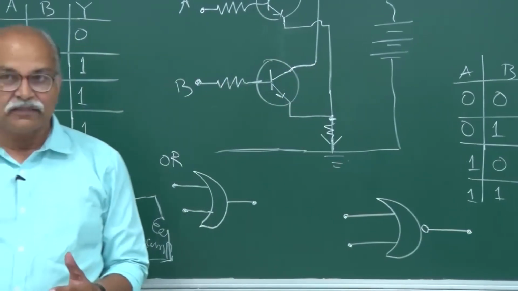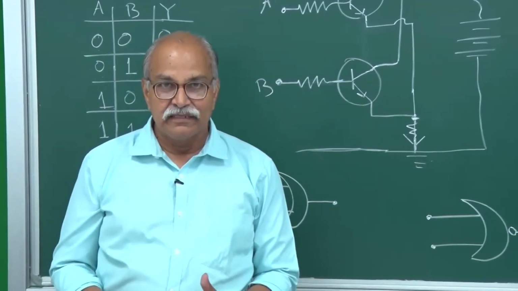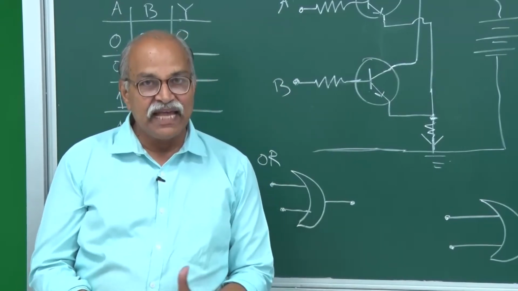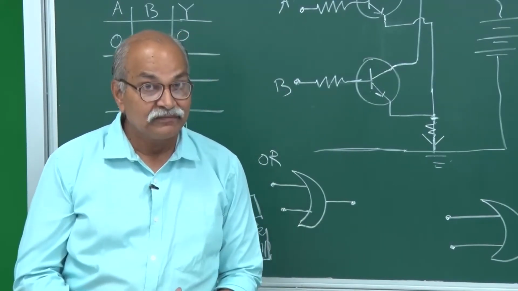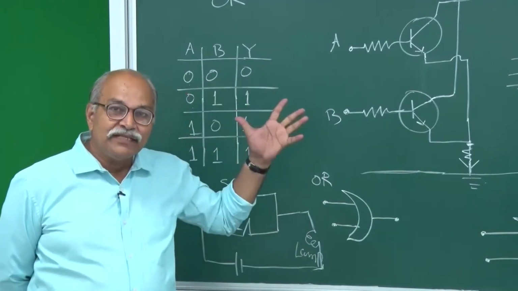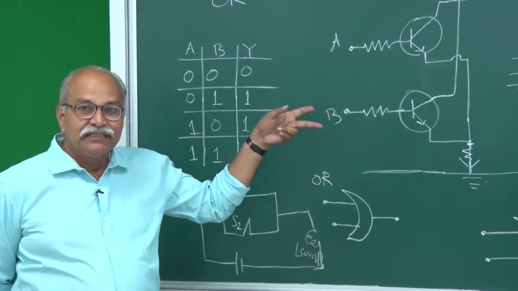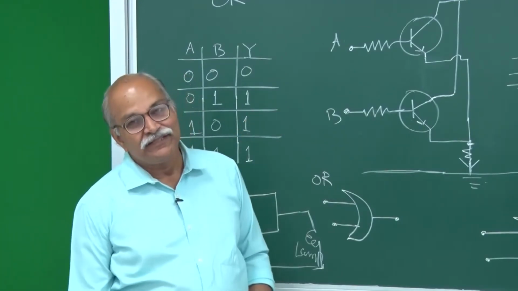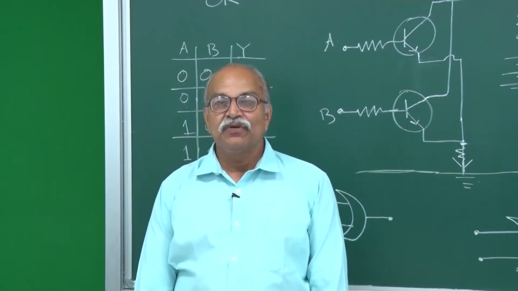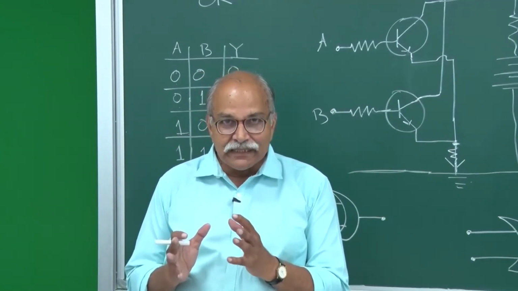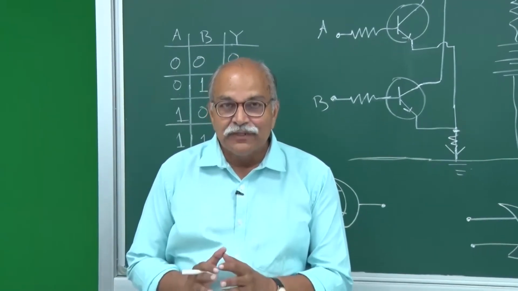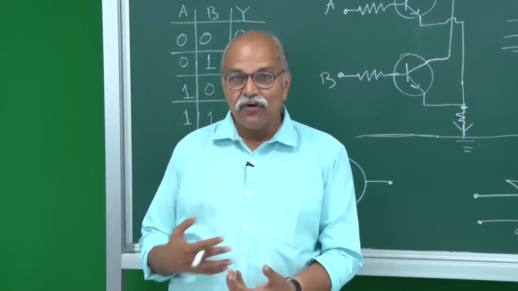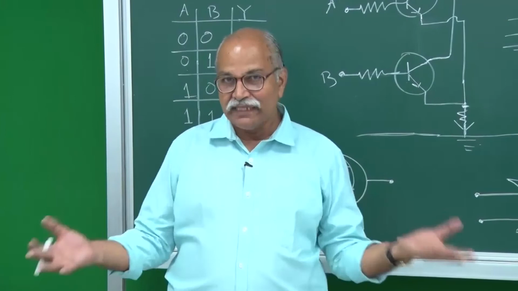Okay, so these are some of the very basic gates. You have AND, you have OR, you have NOT, then you have NAND, and you have NOR. Now these two gates, NAND and NOR, they are known as universal gates. And why are they called universal gates? Because using only NAND gates, you can make any other gate. You can make AND, you can make NOT, you can make OR, and any combination you can make.